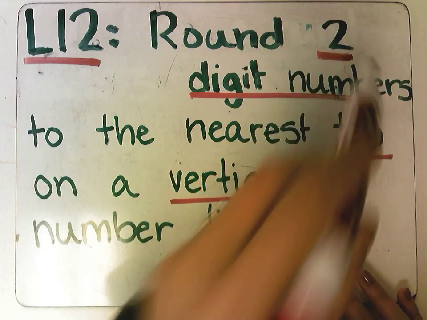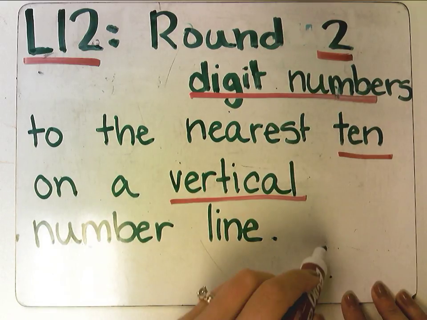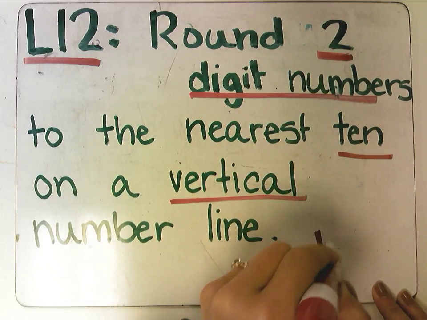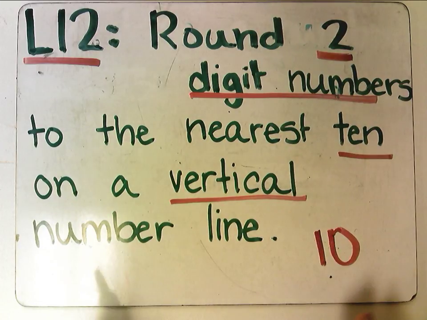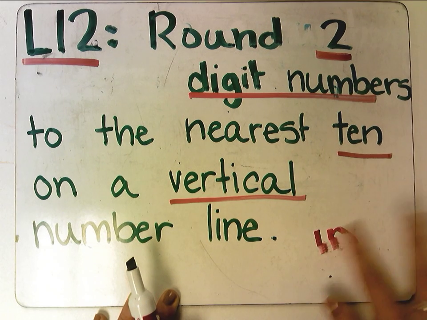So we have two-digit numbers. For example, a two-digit number is 10. Here's 1, 2 digits. So we'll be rounding to the nearest 10 on a vertical number line.